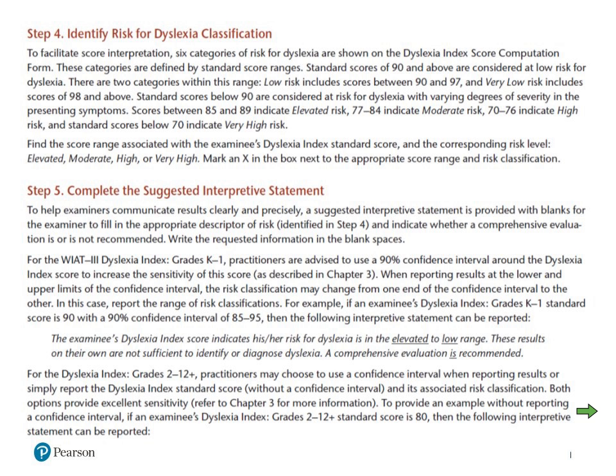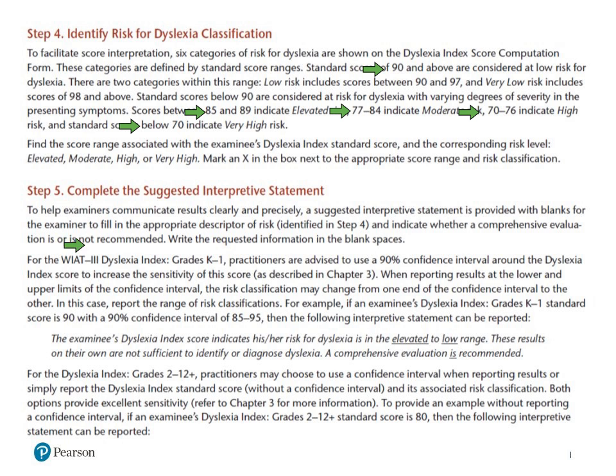What you'll then do is identify the risk classification, based on the categories that I mentioned earlier, and you can see them here as well. Standard scores of 90 and above are considered low risk, and then you can see that 80 to 85 are elevated risk, 77 to 84 are moderate risk, 70 to 76 are high risk, and 70 and below are very high risk. So at that point, you'll identify their risk classification.